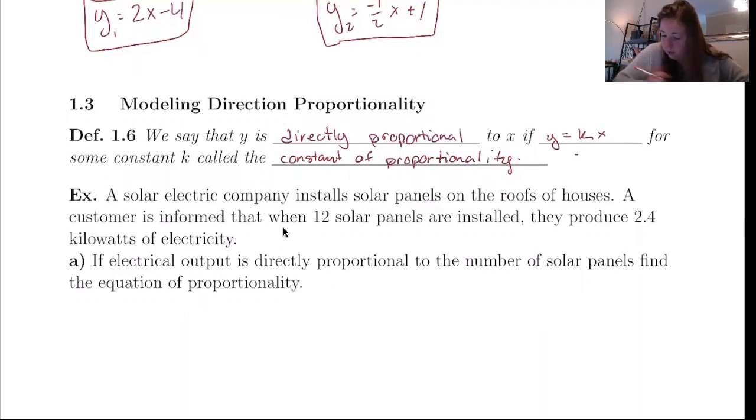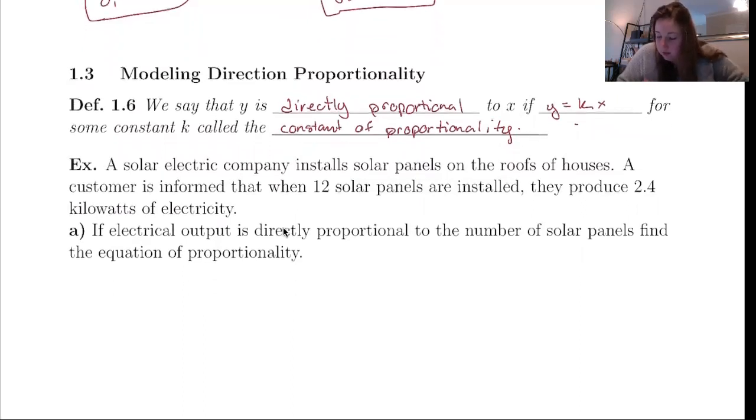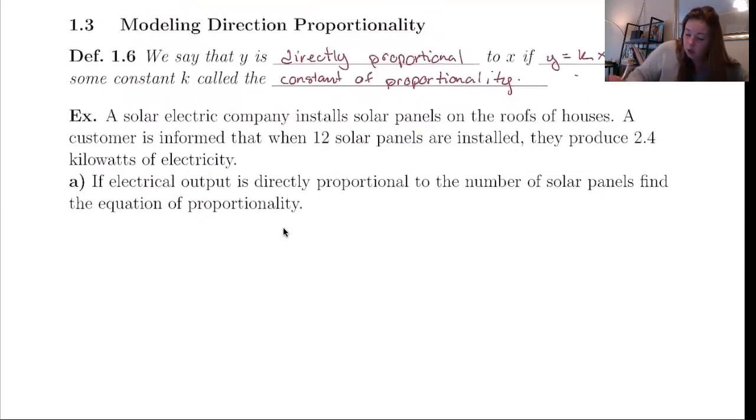Okay, powering through. This is our last problem. A solar electric company installs solar panels on roofs of houses. So nice of them. A customer is informed that when 12 solar panels are installed, they produce 2.4 kilowatts of electricity. So that gives me a point: 12, 2.4. This tells you which is your x and which is your y. If electrical output is directly proportional to the number of solar panels, find the equation of proportionality.